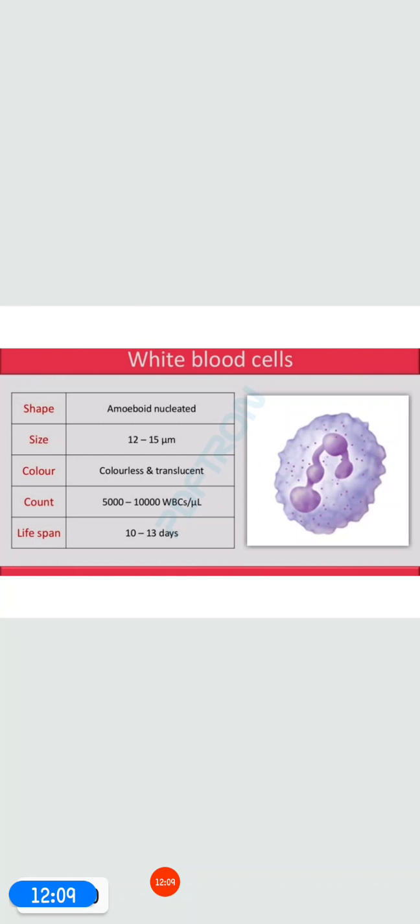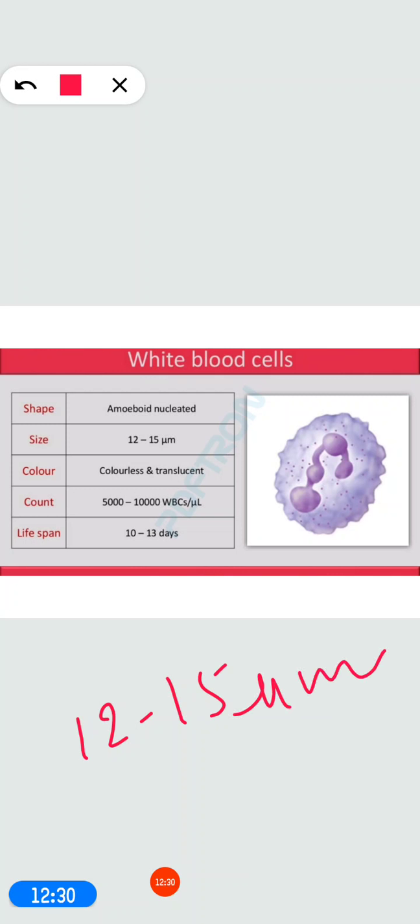Now I come to the white blood cell, which is also known as WBC. The shape is amoeboid, nucleated, and the size is 12 to 15 micrometer, and the color is colorless and translucent, and the count is 5000 to 10,000 WBC per liter.